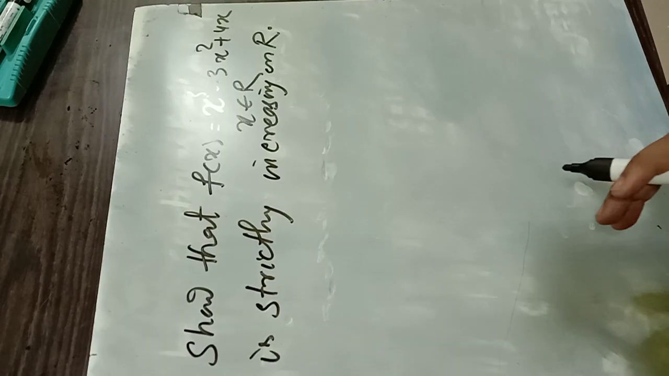Here is one example: prove that f of x is equal to x cube minus 3x square plus 4x, x belongs to R, is strictly increasing on R. So this one we will prove using that theorem. What is the theorem telling? It is telling we require to find f dash x. So here, solution.